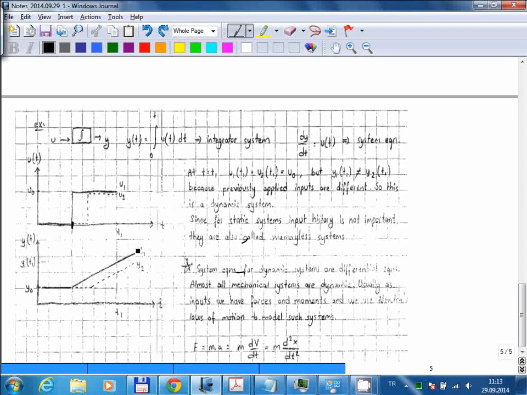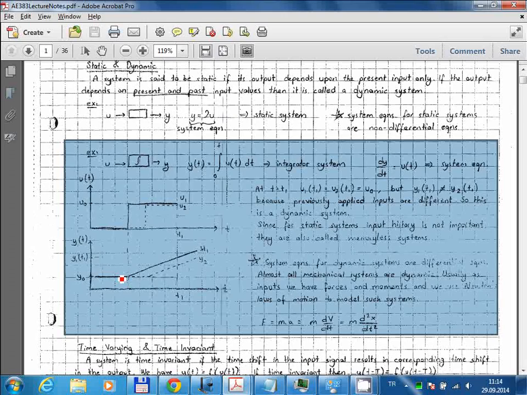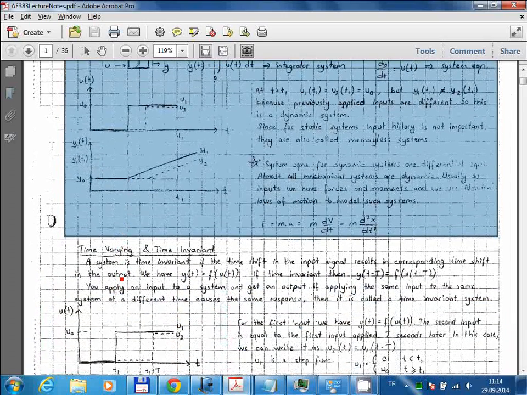And if you consider a second input, which is this dashed line, the second input is also a constant input, but it starts at a different time instant. And now the integral for the second input will be started from this instant. Okay? So if you consider these two inputs, at this time instant they are both the same. Both U1 and U2 have the same value, but the outputs are different for those two input signals. For the first one, the output is here, but for the second one, the output is here. So this also means that we have a dynamic system, because the output doesn't depend on the current value of the input only. It also depends on the previously applied inputs.